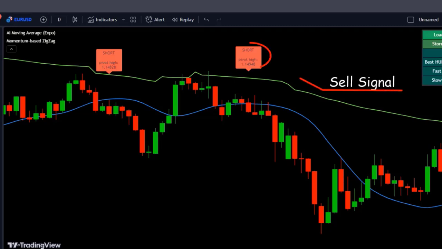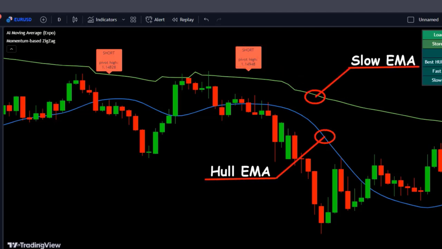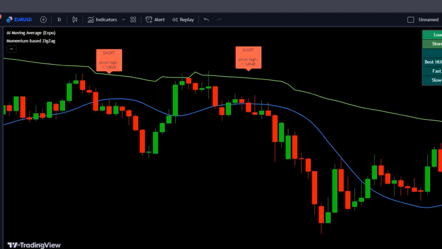First, a sell signal must be issued by a momentum-based zigzag. At the same time, the slow EMA must be positioned above the Hull moving average. Lastly, the price bar must be closed below the EMA but above the Hull Moving Average. If the candlestick is closed below the Hull Moving Average, the signal should be ignored.